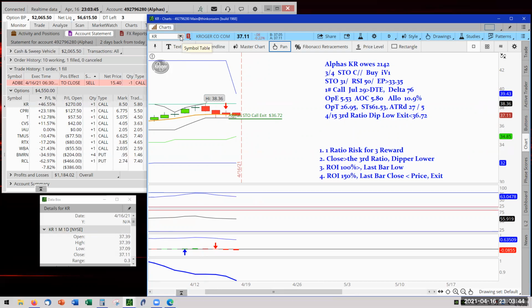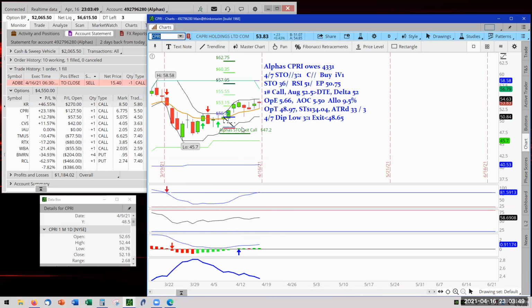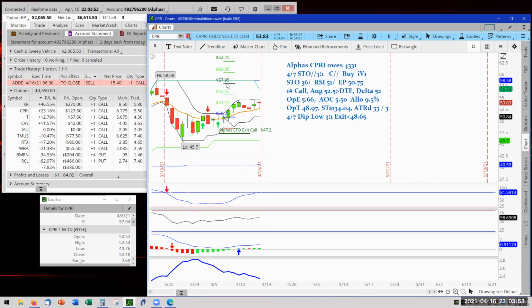That takes us now to Capri in third place. And Capri is doing quite nicely, 23%. Has not hit a third ratio. As you can see right there, our third ratio is 57.95. And we closed today at 53.83. So we're still $4 out.